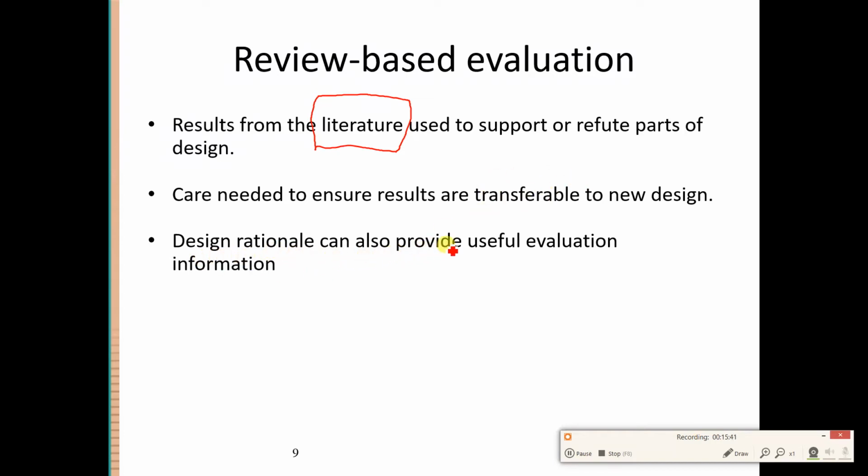Design rationale can also provide useful evaluation information. Design rationale means that when we are designing something, there should be some logic, some sense, some understanding of why we are designing in this way, why we are providing this kind of input, why we are providing this kind of output. So when we are doing the review-based evaluation, the design rationale can tell us whether the design is fulfilling that rationale or not. What was the principle behind the design? Once the product is available and is being tested or evaluated, we check whether this design rationale is being fulfilled or not.